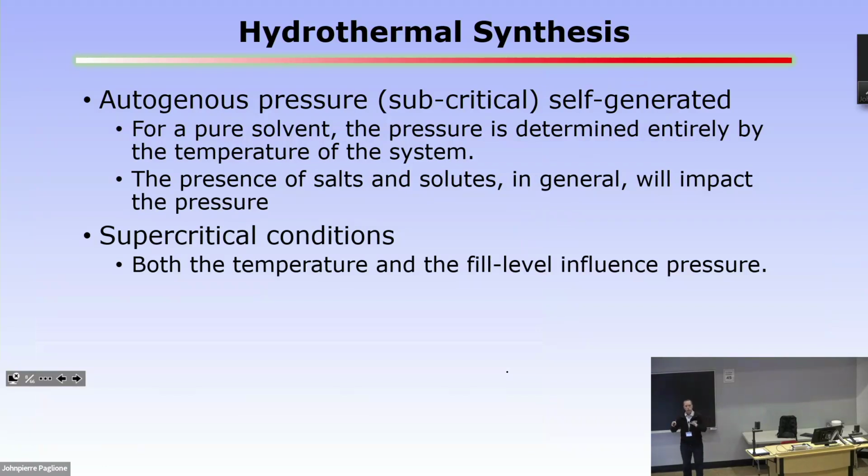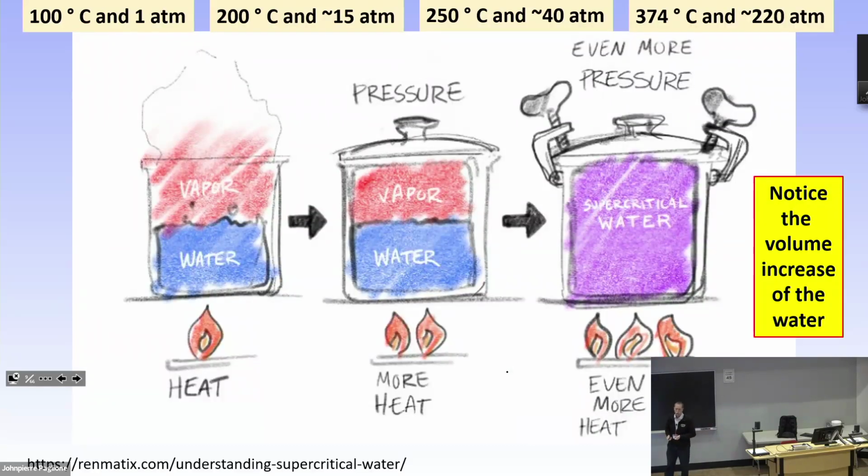Doing the hydrothermal synthesis, if you're not volume limited, the pressure you generate is autogenous pressure, that is, it's self-generated. So if you're in a power bomb, you have both liquid and gas, and the temperature determines the pressure. So you can look that up in the tables. If you want to know exactly what the pressure is at 180 degrees, that information is available. If you go to supercritical conditions, typically both the temperature and the fill level of your container impact the pressure. Okay, and that's because, this is sort of shown here, I took this from the internet.